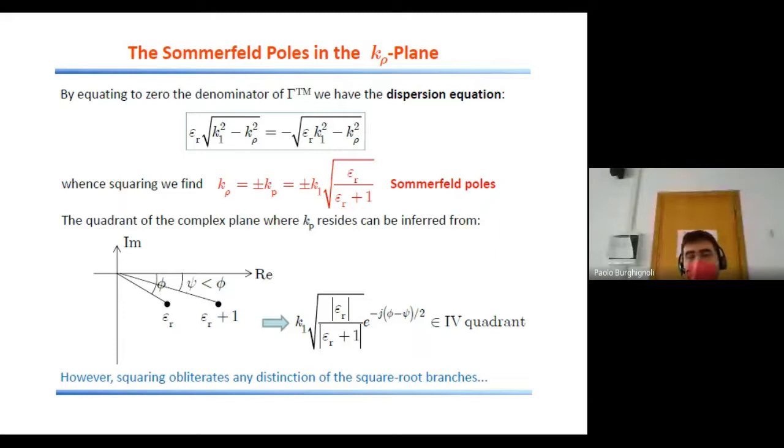However, our integrand was defined as a single-valued function on a four-sheeted Riemann surface. So we have four copies of the complex plane. And the point is to understand to which of those four complex planes these poles belong. Now, unfortunately, when you square the left and right hand sides of the dispersion equation, you lose this information, because by squaring, you obliterate any distinction between the square root branches, since any information on the sign is lost. So we have to do a specific analysis on this point.